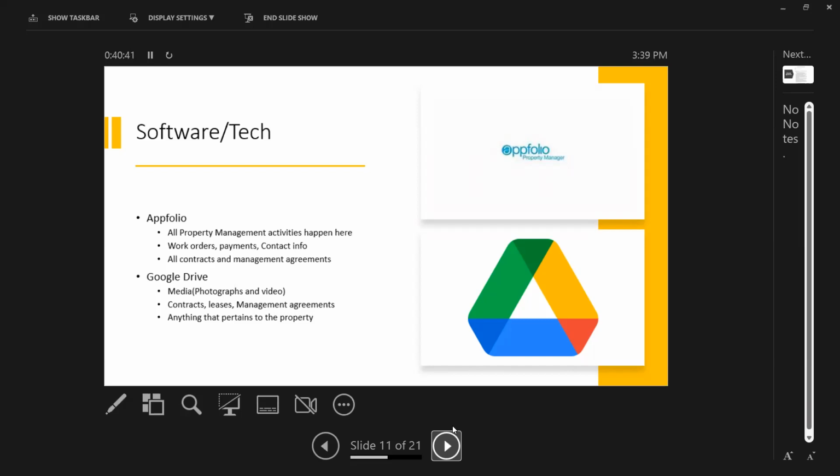Google Drive, it's the best place for us to store all of our information. Now we will store all of our leases and all of our contracts on Appfolio as well, but we also want to make sure that we back it up on Google Drive. You guys will each have your own folders on Google Drive where you can keep that all organized and set to go.